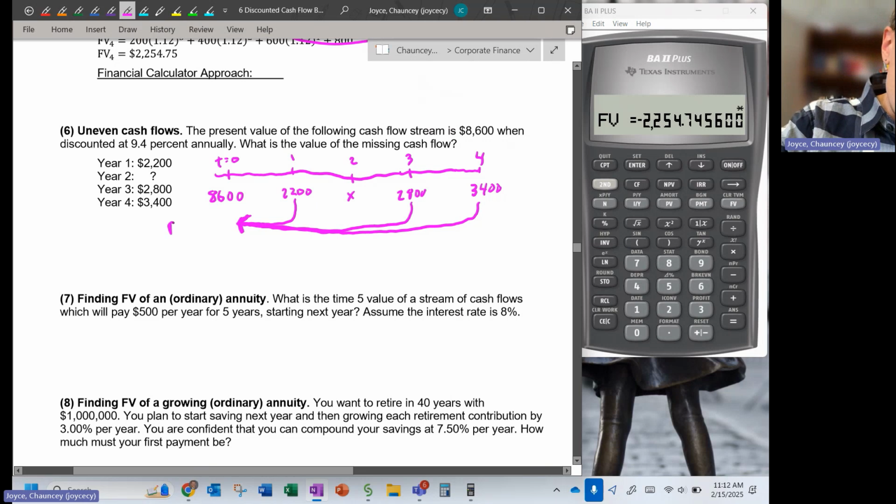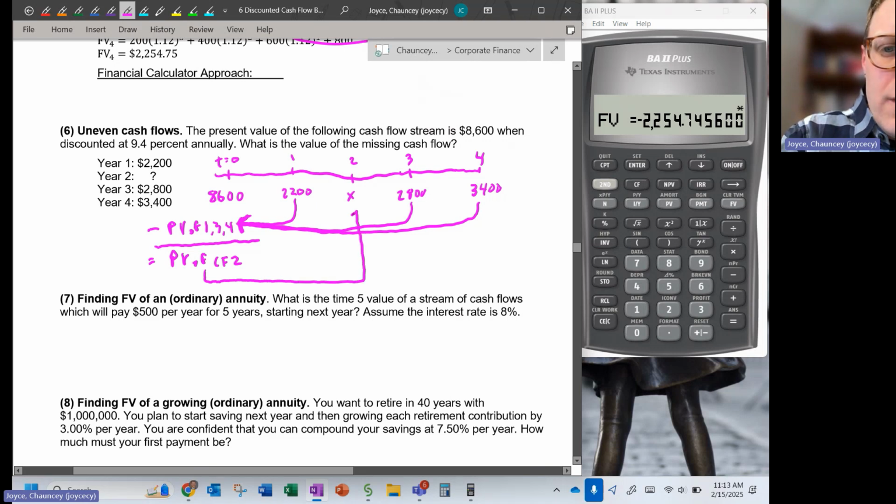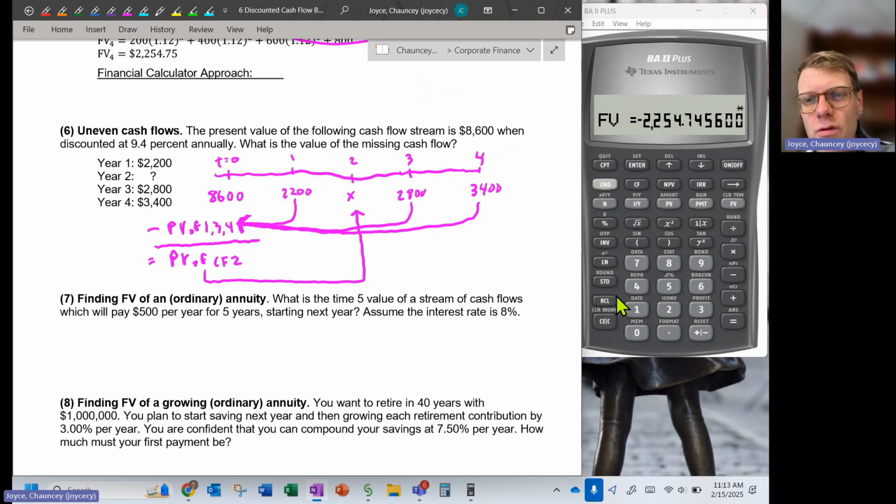So if I discount these, I know how much they contribute to the present value of 8,600. So I'll just put PV of 1, 3, 4 right here. And if I subtract their present values from the 8,600, so I do 8,600 minus whatever the present value of cash flow 1, 3, and 4 is, I'll be left with the present value of the second cash flow, CF2. That's the value of the missing cash flow today. To then find its value, we need to compound it 2 periods. So it's a 2-step process, and let's go through it.